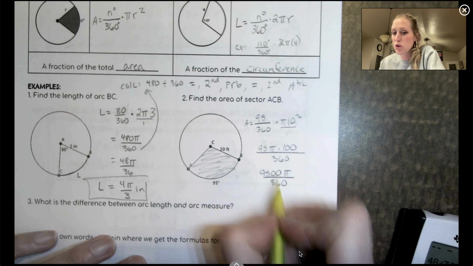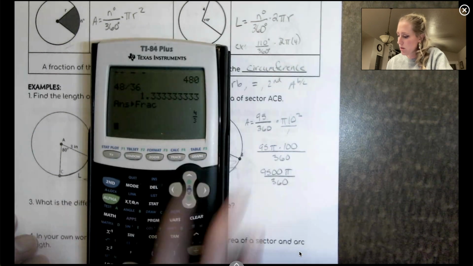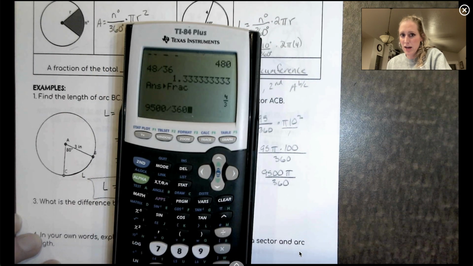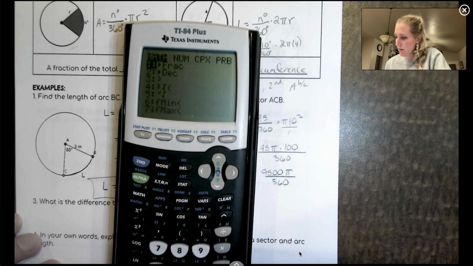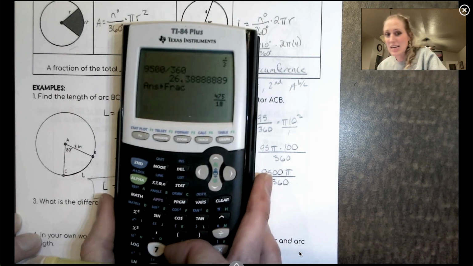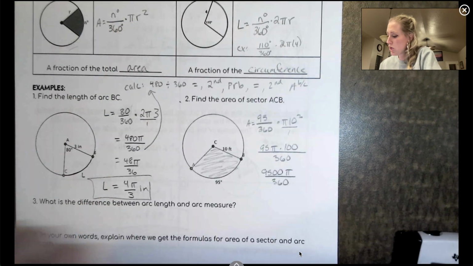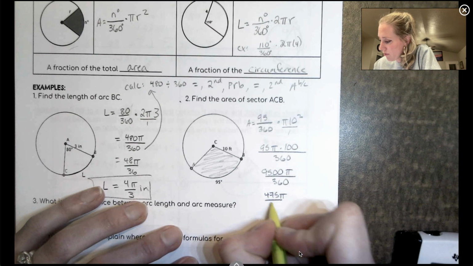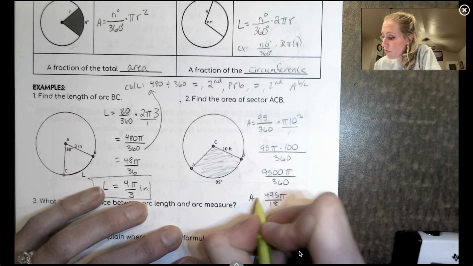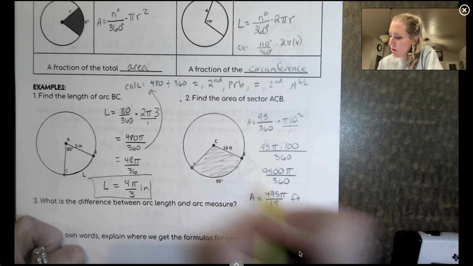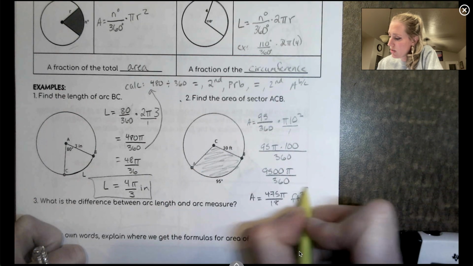Again, we want to reduce that. I'm going to use my calculator to help me with that. So 9,500 divided by 360. Notice I did not put pi in here. And then I'm going to do math, fraction, hit equals. We get 475 over 18. That is in lowest terms. So 475 pi over 18, that is an area. Because it's an area, it's going to have square units. So our unit was feet squared.